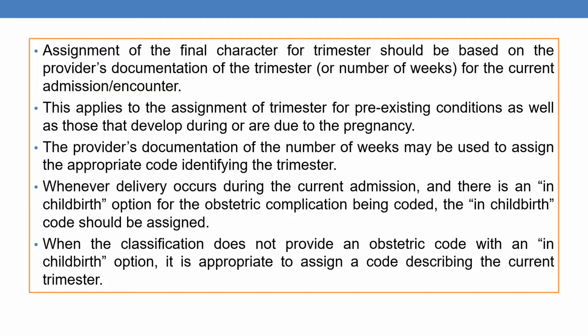And this is an important point: whenever delivery occurs during the current admission and there is an in childbirth option, note that certain codes in chapter 15 have in childbirth, in puerperium, in pregnancy options for a particular disease. If the delivery occurs during the current admission and there is an in childbirth option for the obstetric complication that is being coded, then the in childbirth code should be assigned instead of in pregnancy and in puerperium.